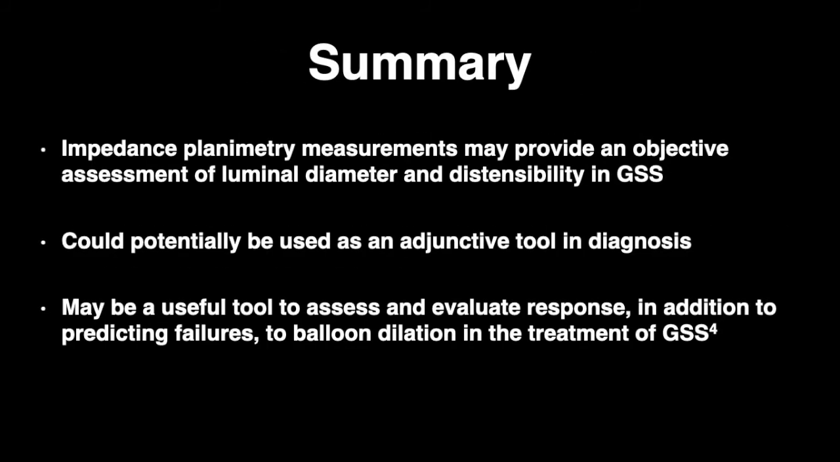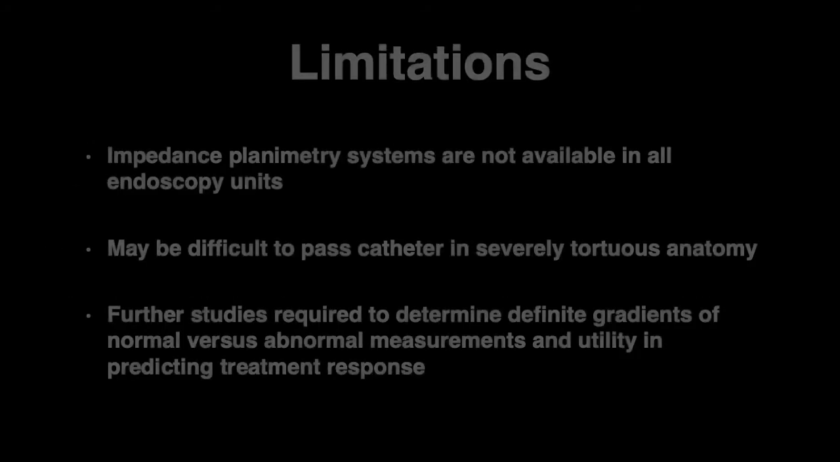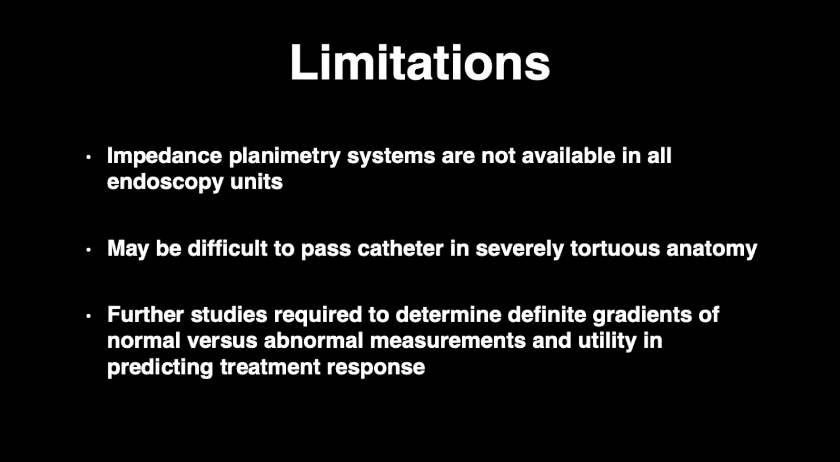In summary, impedance planimetry measurements may provide an objective assessment of luminal diameter and distensibility in GSS. Impedance planimetry could potentially be used as an adjunctive tool in diagnosis. It may be a useful tool to assess and evaluate response, in addition to predicting failures to balloon dilation in the treatment of GSS. Impedance planimetry systems are not available in all endoscopy units. It may be difficult to pass a catheter in severely tortuous anatomy. Further studies are required to determine definite gradients of normal versus abnormal measurements and utility in predicting treatment response.